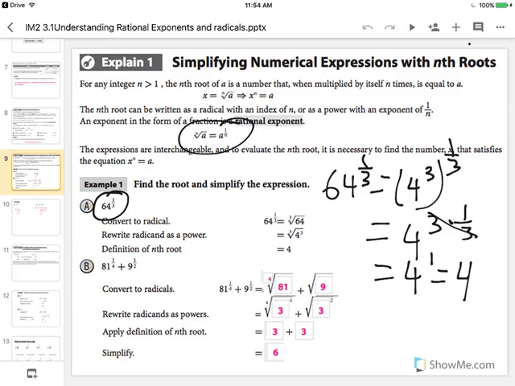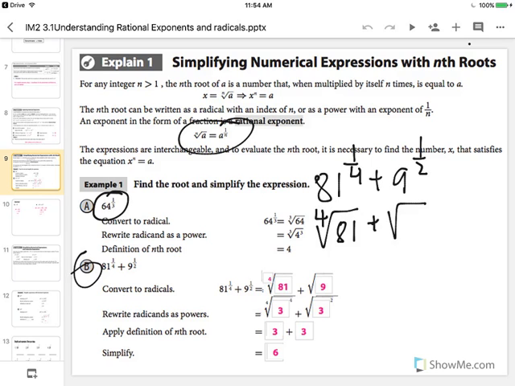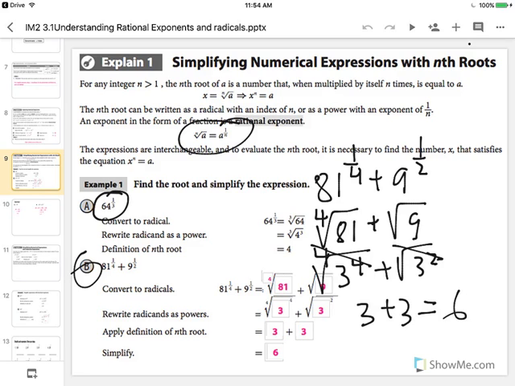Okay, so let's try example 2, or example B. We have 81 to the 1 over 4 plus 9 to the 1/2. So this is the 4th root of 81 plus the square root of 9. But 81 is the same as 3 to the 4th power, and 9 is 3 squared. So the 4th root and the 4 cancel out, the square root and the 2 cancel out, so we have 3 plus 3, which gives us 6.